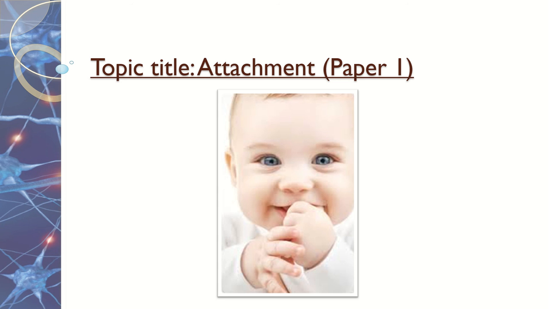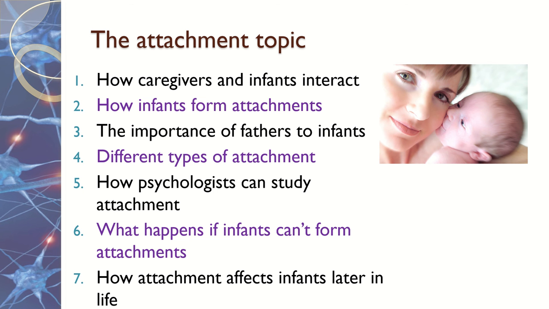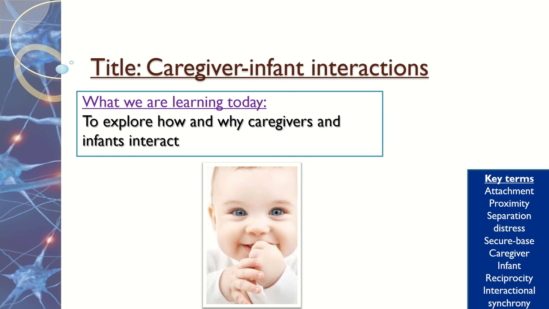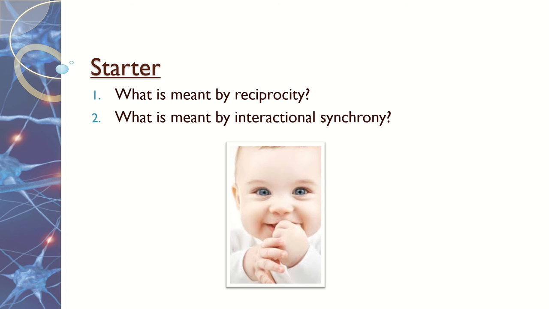Everyone, today we're going to be starting our new topic, which is attachment, and we're going to specifically be looking at caregiver-infant interactions. So part of this topic includes all of these 7 sections of the spec, including how caregivers and infants interact, the importance of fathers, the different types of attachment and how that affects us in later life. But today we're just going to focus on caregiver-infant interactions. So we want to think about what is reciprocity and what is interactional synchrony, and these are our 2 key terms from today's lesson.